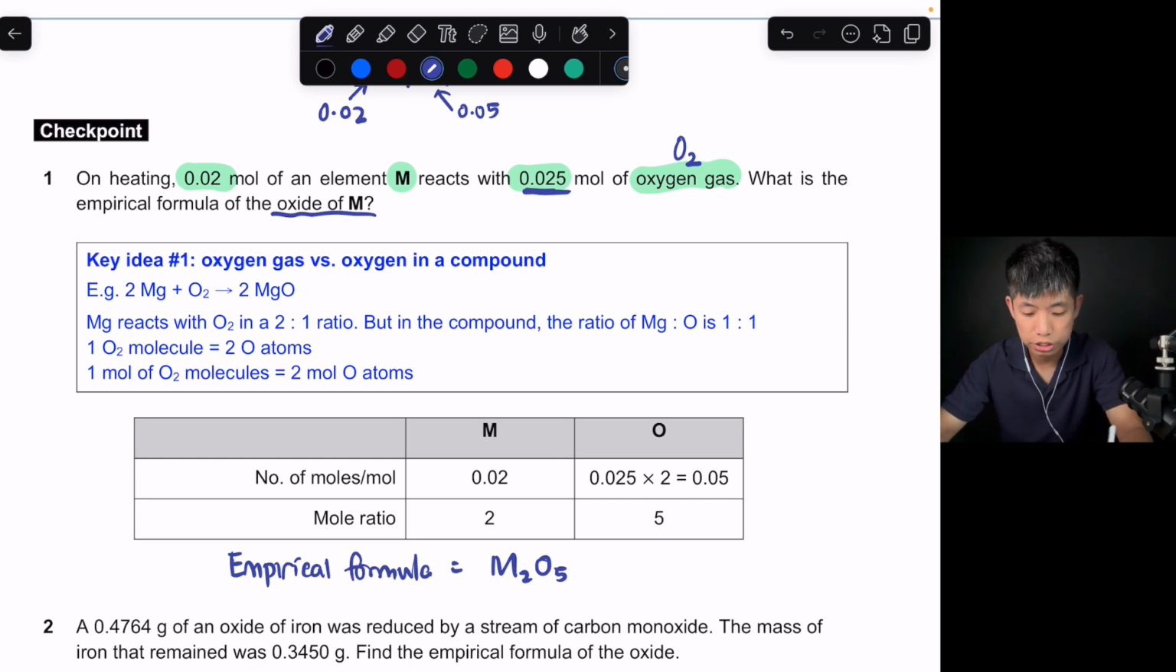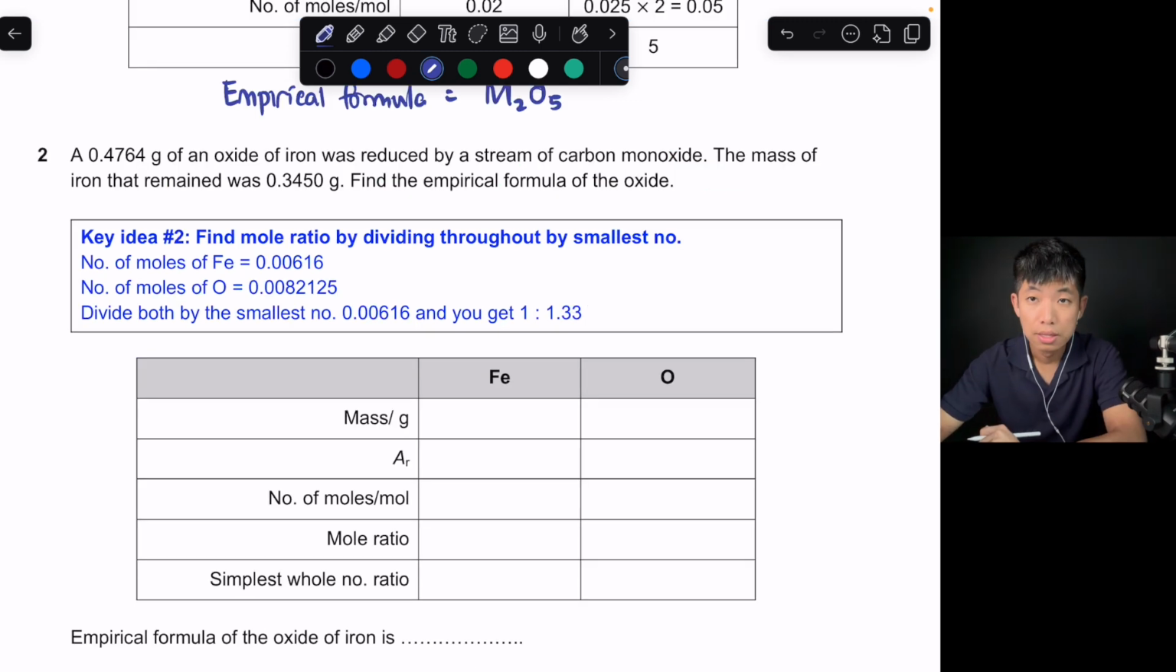Okay, so the key message here is, if you are talking about oxygen gas, a common mistake is for students to put O2 here, which is wrong. Always compare the ratio of atoms in the formula. Let's do the second example. If you are confident, you can pause the video and give it a try first. Okay, then I'll go through with you.